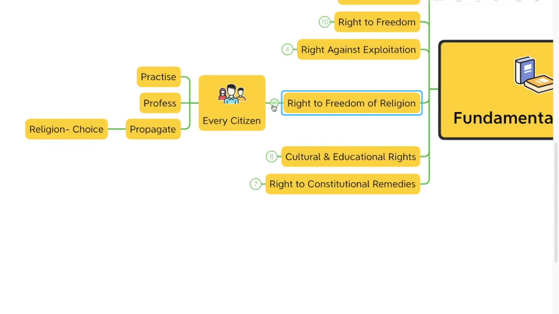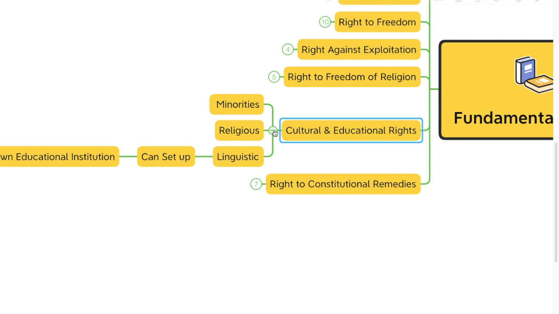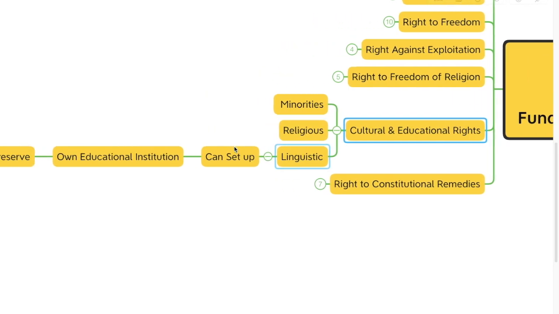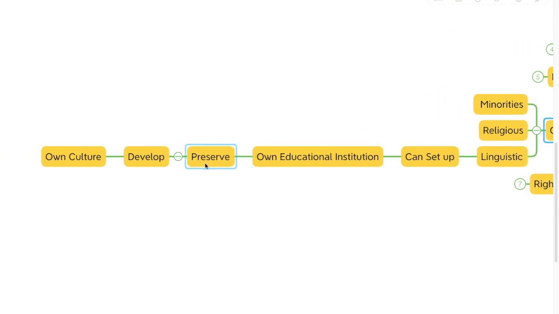Next one, right to freedom of religion. Every citizen has a right to practice, profess, and propagate the religion of their choice. Next one, cultural and educational rights. The Constitution states that all minorities, religious or linguistic, can set up their own educational institutions to preserve and develop their own culture.